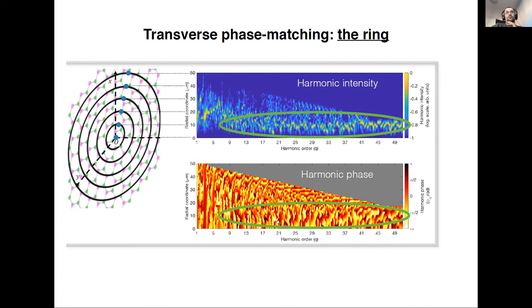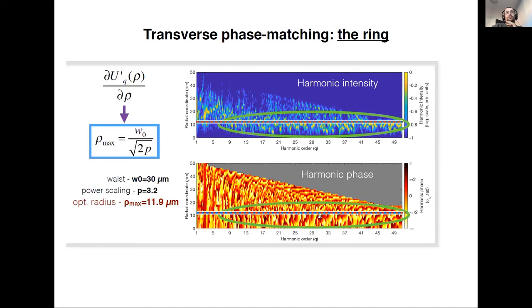For example, if we take a harmonic, the 21st, we see that the phase is the same for almost all the radii, this orange zone here. Instead, if we move out of this zone, the phase changes quickly. That means that the coherent addition for the emission from that radial range will be constructive at the end.